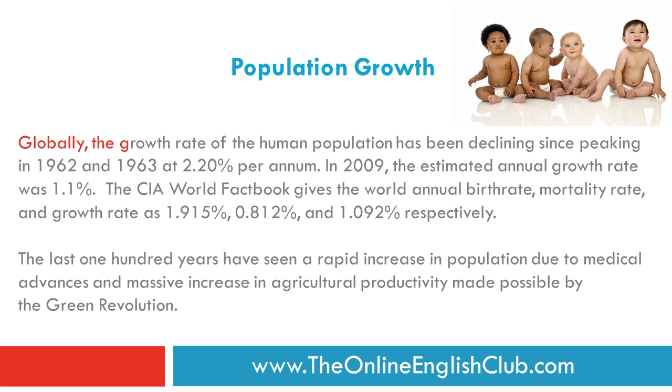Globally, the growth rate of the human population has been declining since peaking in 1962 and 1963 at 2.2% per annum. In 2009, the estimated annual growth rate was 1.1%. The CIA World Factbook gives the world annual birth rate, mortality rate, and growth rate as 1.915%, 0.812%, and 1.092% respectively. The last 100 years have seen a rapid increase in population due to medical advances and massive increase in agricultural productivity made possible by the Green Revolution.